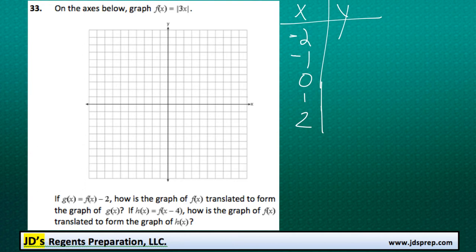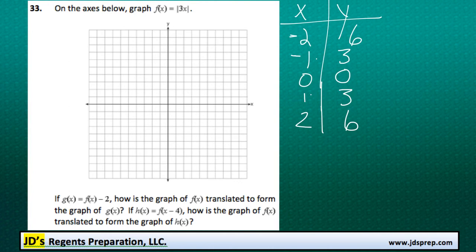So if x is -2, that means we're going to do 3 times -2, which is -6, but because it's the absolute value, it'd become +6. And we'd get the same answer if x was 2. If x is -1, 3 times -1 is -3, but the positive version of that would be +3. And again, we'll get that with an x value of +1 as well. And if x is 0, we get a y value of 0, just because 3 times 0 is 0.